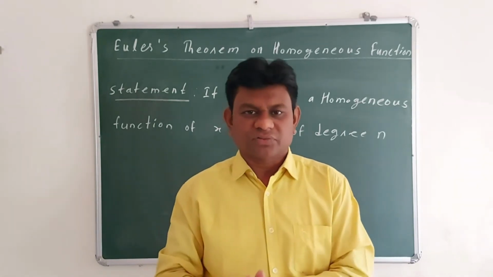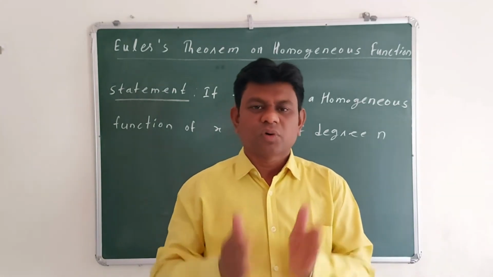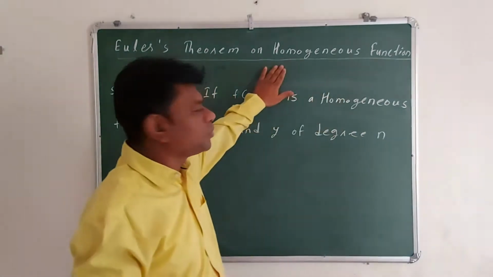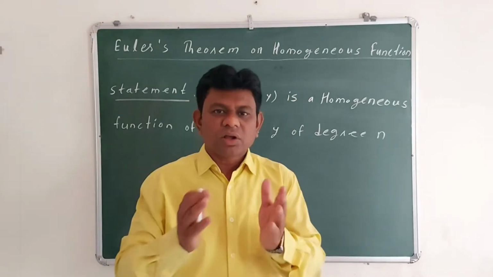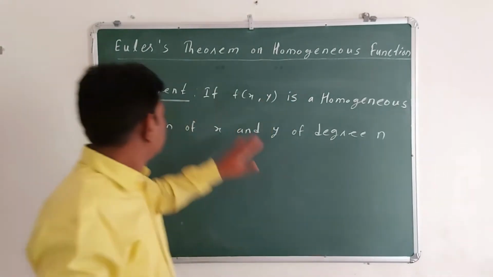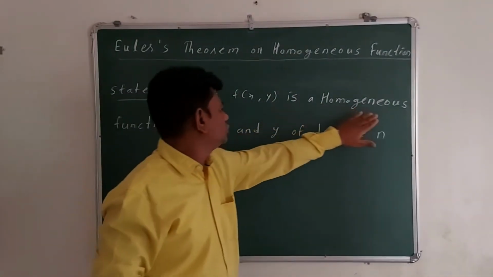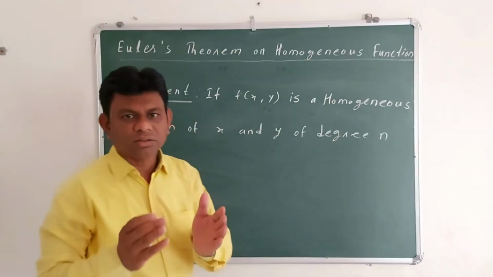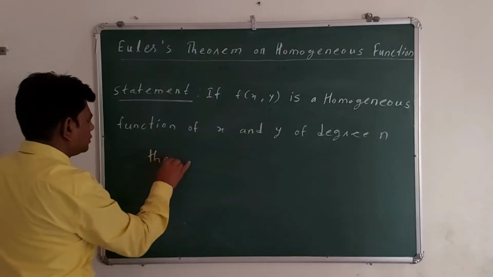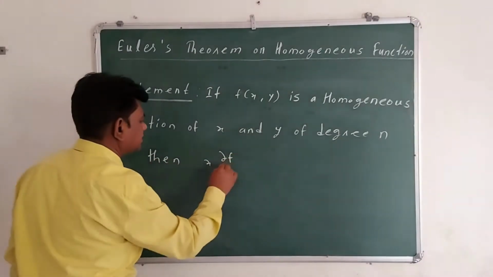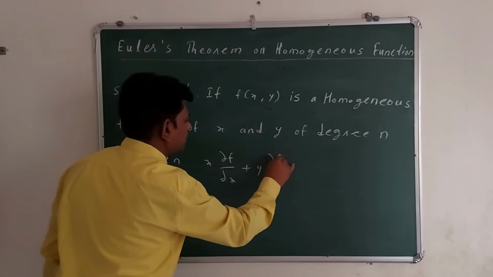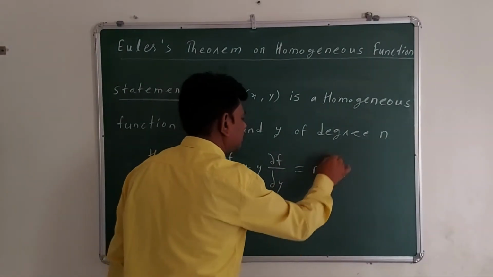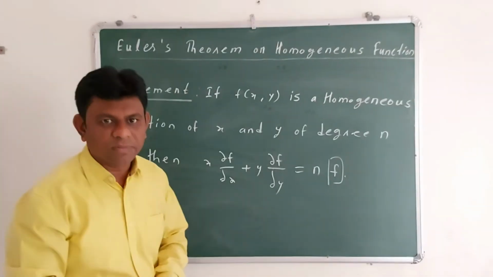Now we will discuss one of the important theorems of partial differentiation, Euler's theorem on homogeneous functions. Euler's theorem states that if f of x, y is a homogeneous function of x and y of degree n, then x times del f by del x plus y times del f by del y is equal to n times f. Here f is the given function f of x, y.